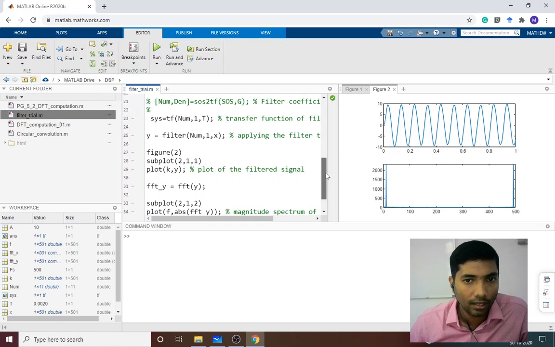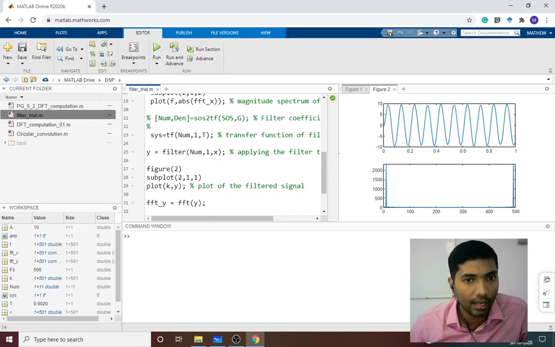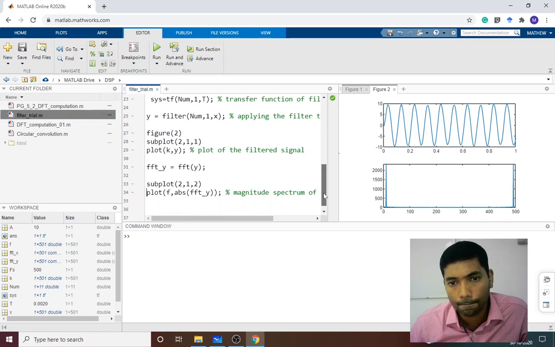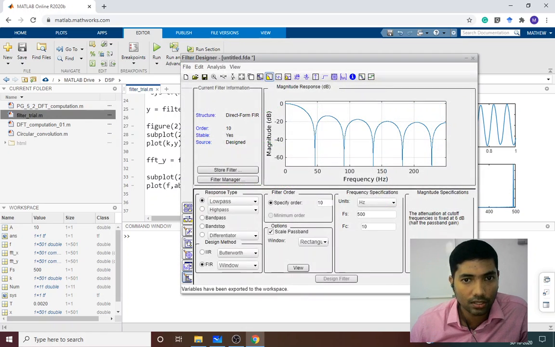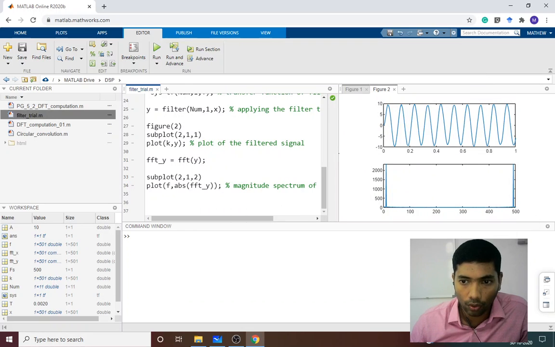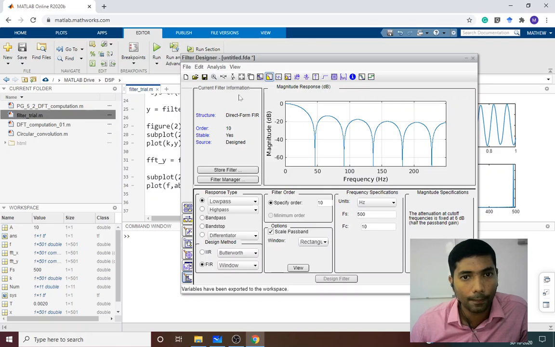So this is about the general design of an FIR filter. Now let me tell you about IIR, and after that I'll wind up. In order to design the IIR filter, let me again switch to the filter design. I have taken it from this. If you minimize it, it will go to this panel, and if you click on the top one, we can open it once again.